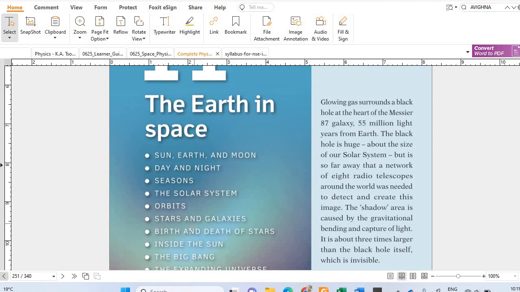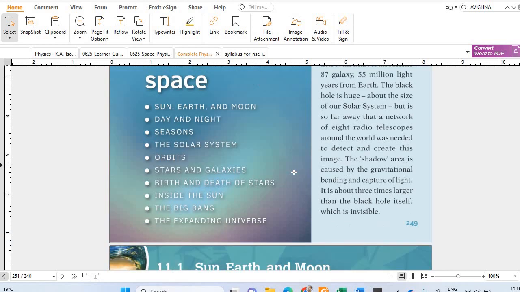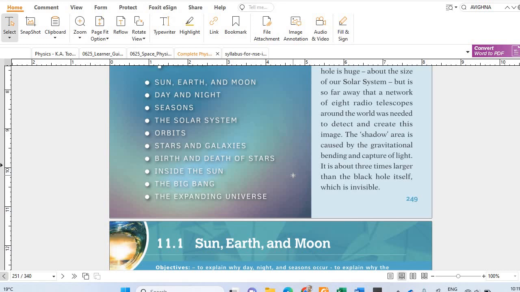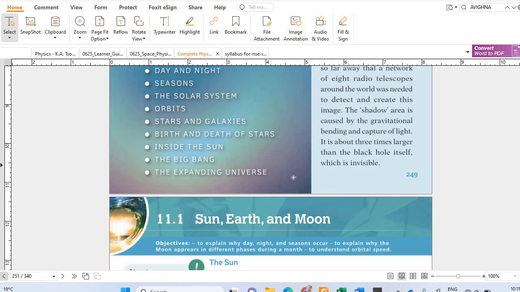Then we'll have a look at what is happening inside the sun. Then we'll learn about the Big Bang, which is the model used to explain the creation of the universe. And we'll also understand that the universe is right now expanding at a faster and faster rate. So let's get started.